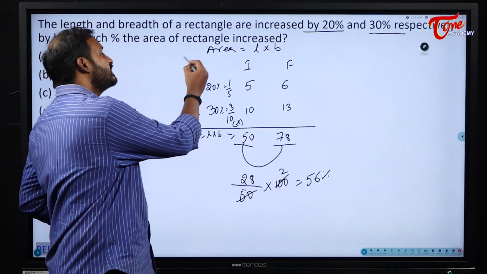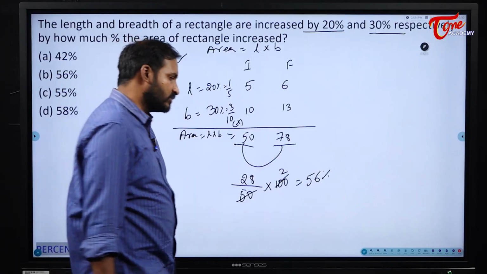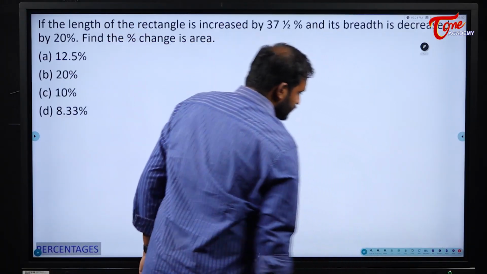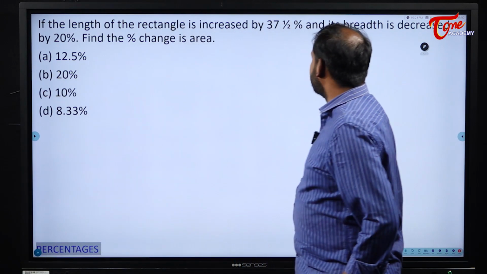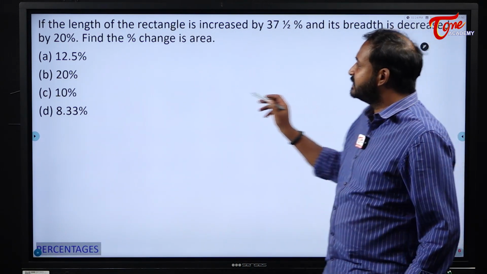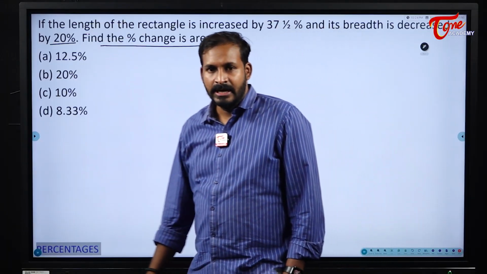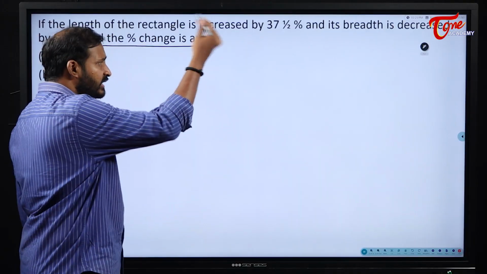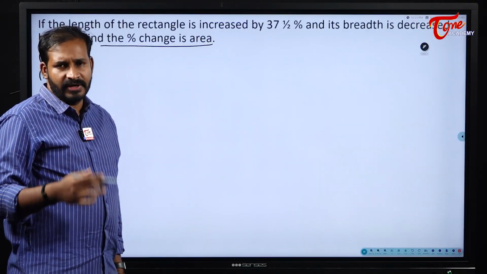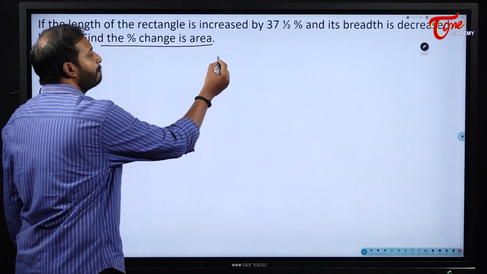By using this technique you will get the answers very quickly and effectively. Please observe these things. Next one. The length of the rectangle is increased by 37.5% and breadth is decreased by 20%. Then find the percentage change in its area. As usual, more or less the same problem, but there both were increased, and here one value got increased and the other decreased. We will see what will happen here.